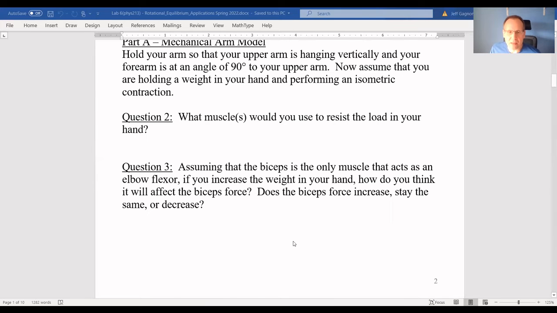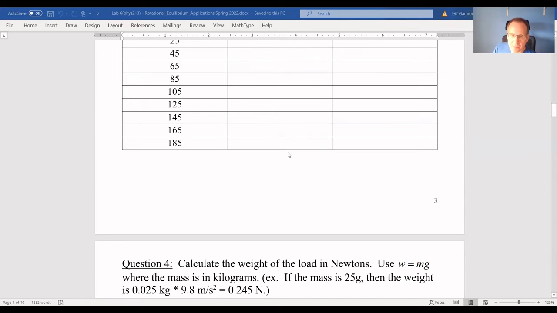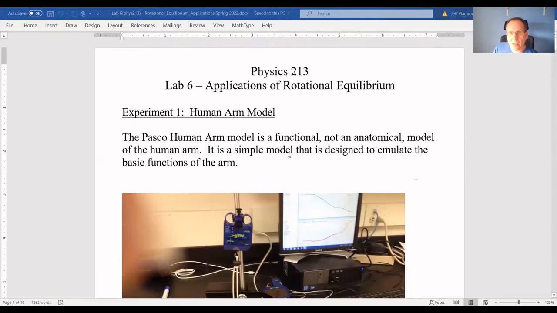And the other thing you'll notice when you watch the video is that many of the tables have data filled in, because during the height of the pandemic, students couldn't collect data on their own, so I had to pre-collect all the data so that students could analyze it, right? But the information is exactly the same. So the video that follows will describe applications of rotational equilibrium.